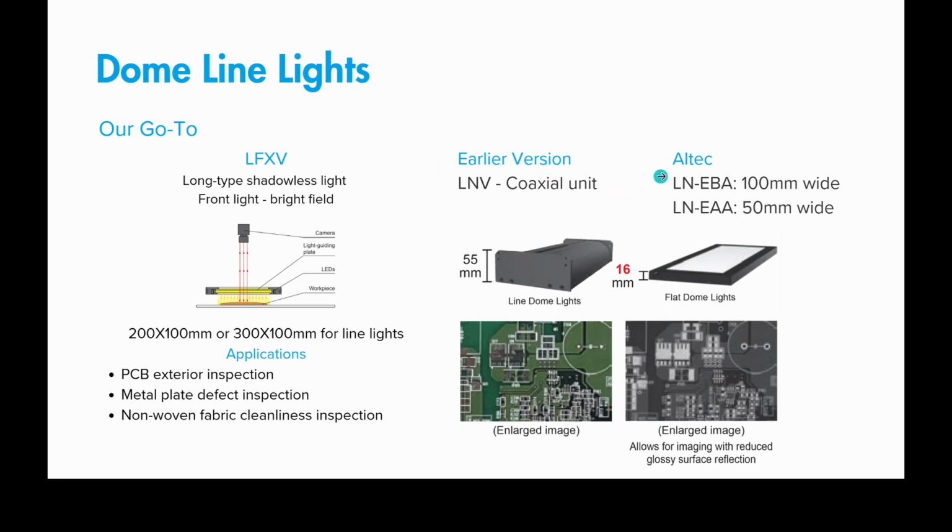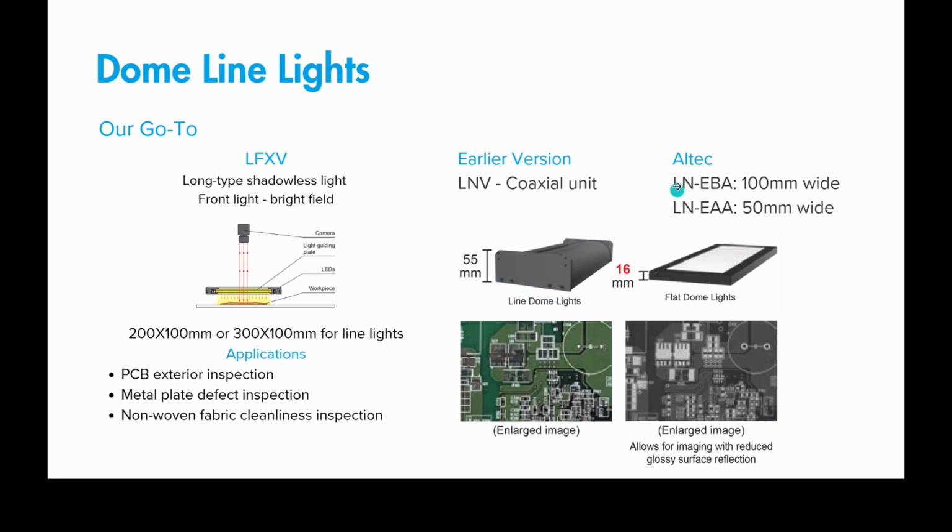The iTech lights are the LNEBA and the LNEAA. So these lights are designed more like this, where they are actually a dome light that has a line that the camera looks through across the whole thing. The difference between the EBA and the EAA is the emitting surface. So the EBA is 100 millimeters and the EAA is only 50 millimeters wide.